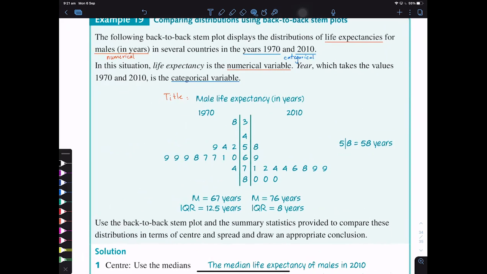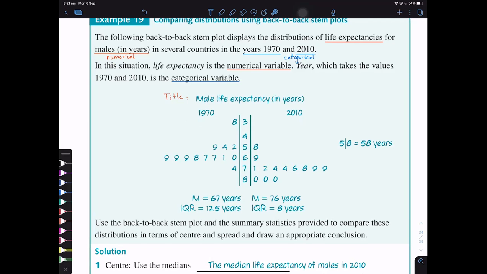I have some people saying IQR for both years. Yeah, the interquartile range for both years. Fantastic. So you can see the interquartile range for the life expectancy for males in 1970 is 12.5 years, and for this one here, it's 8 years in 2010. Okay.